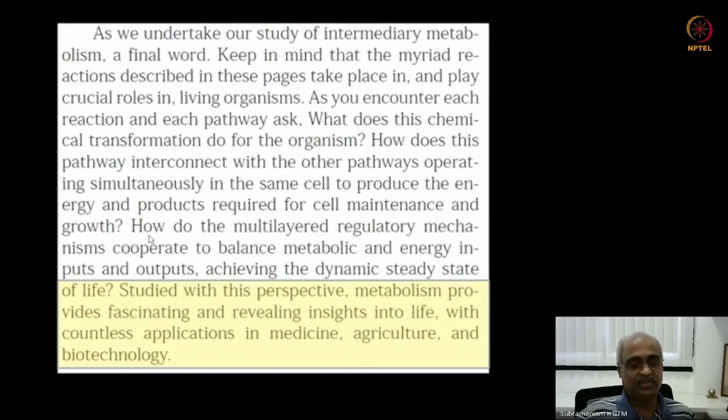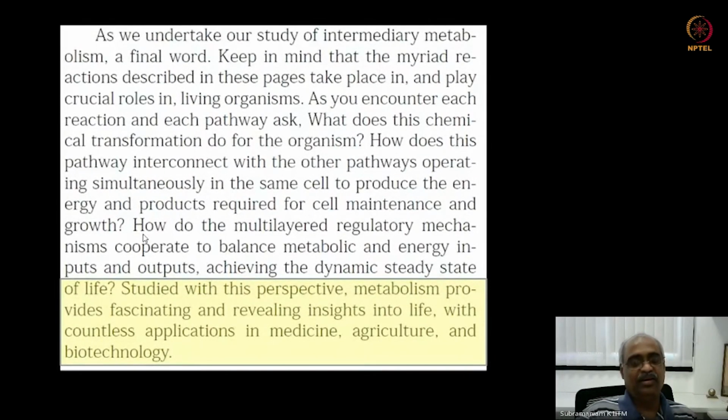maintenance and growth? For example, pyruvate, produced on the way from glucose to carbon dioxide for the purpose of obtaining energy, is also an intermediate for the biosynthesis of amino acids. Transamination of pyruvate will give you alanine. So they are connected, and that connection is critical. How do the multi-layered regulatory mechanisms cooperate to balance metabolic and energy inputs and outputs, achieving the dynamic steady state of life? All of this is constantly happening without your knowledge. You are not putting in any conscious effort, but in your body all this fine balancing is always happening. A lot of reactions happen in a cooperative manner, and they are all balanced. So how do they achieve the dynamic steady state of life?